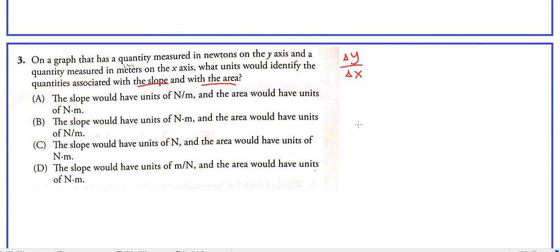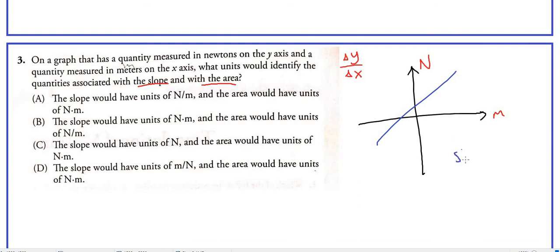So let's analyze this question on the xy plane. On the y-axis we have newtons, and on the x-axis it is measured in meters. So the slope of any line on this graph will be newtons over meters. Change in y is measured in newtons, change in x has the units of meters. So slope will be newtons over meter, and the area in general will be base times height, which will be newton times meter. So answer A is correct.